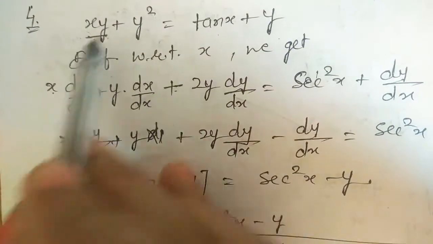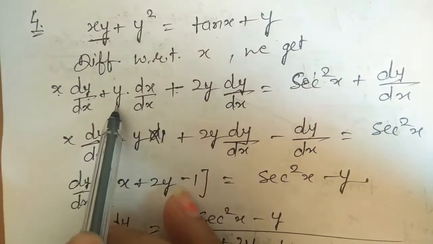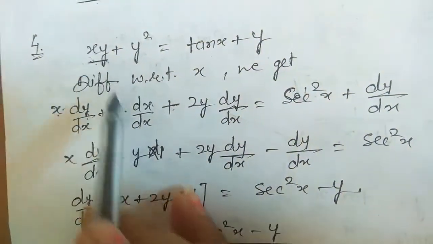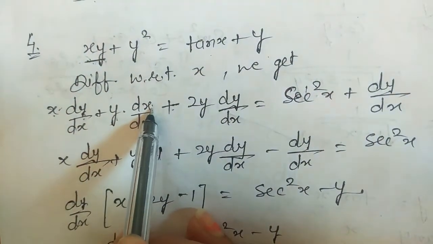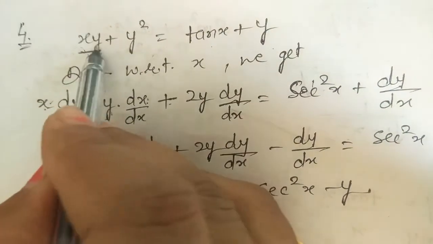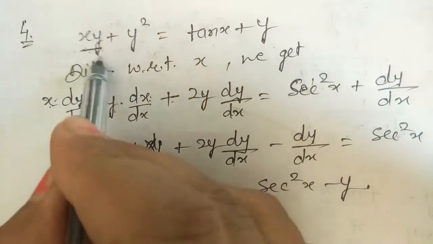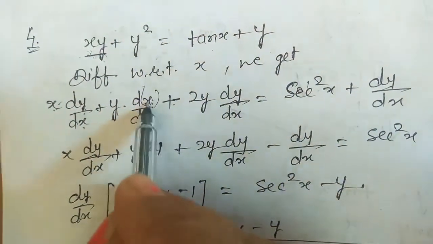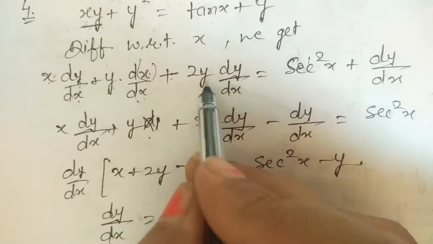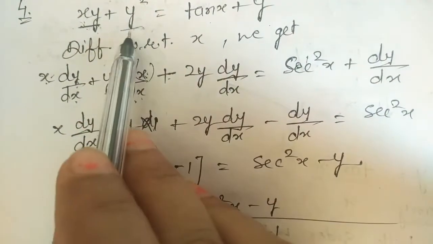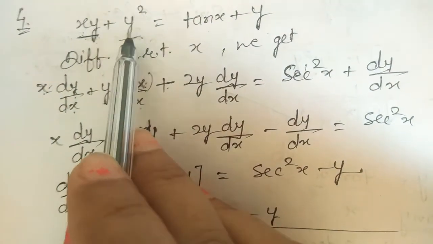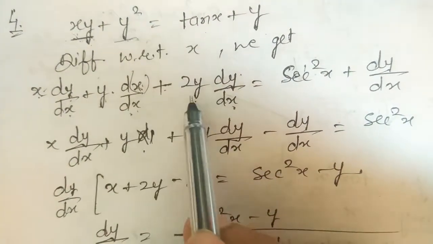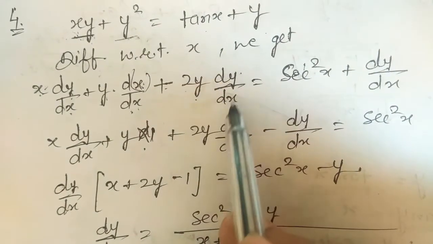x as it is, derivative of y, plus y as it is, derivative of x. That is, u as it is, derivative of v, plus v as it is, derivative of u. So x as it is, what is the derivative of y? dy by dx. y as it is, derivative of x is dx by dx, x with respect to x is 1. And what is the derivative of y square? y square is a function of y, so we take the derivative with respect to y and then y with respect to x. The derivative of y square is 2 into y into dy by dx.